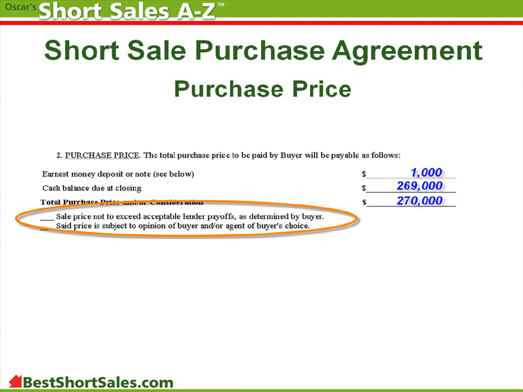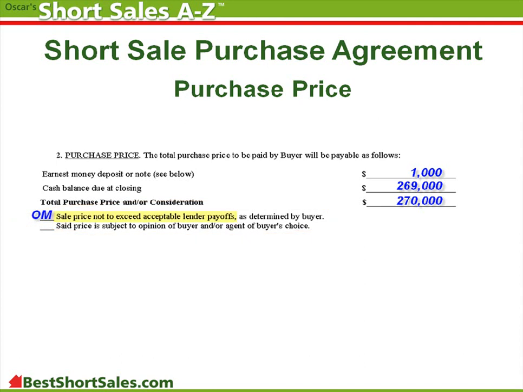It is better if the seller initials them. The agreement reads, sale price not to exceed acceptable lender payoffs as determined by buyer. You do not want someone else later to determine what is an acceptable payoff to you. The agreement continues. Said price is subject to opinion of buyer and/or agent of buyer's choice. You do not want someone else later to determine what is an acceptable price to you.